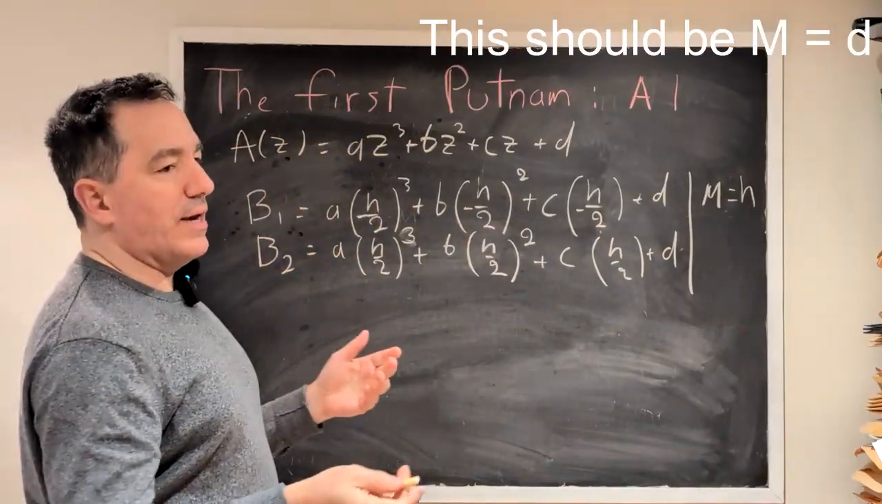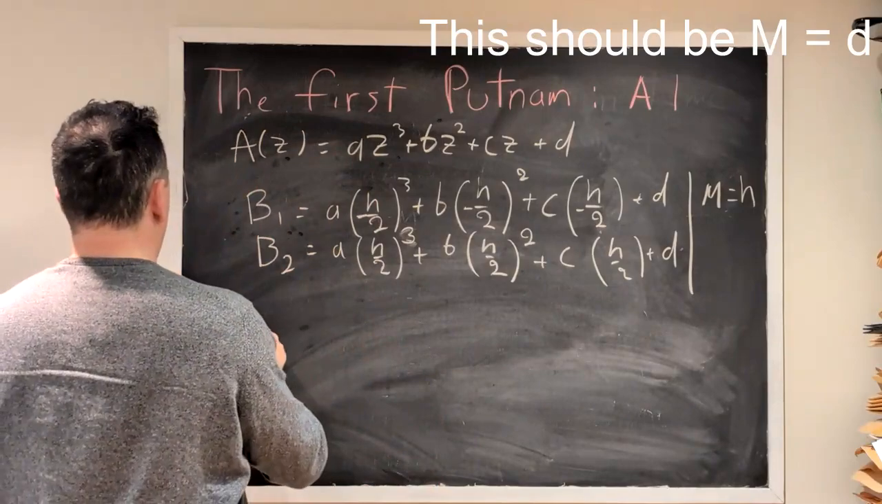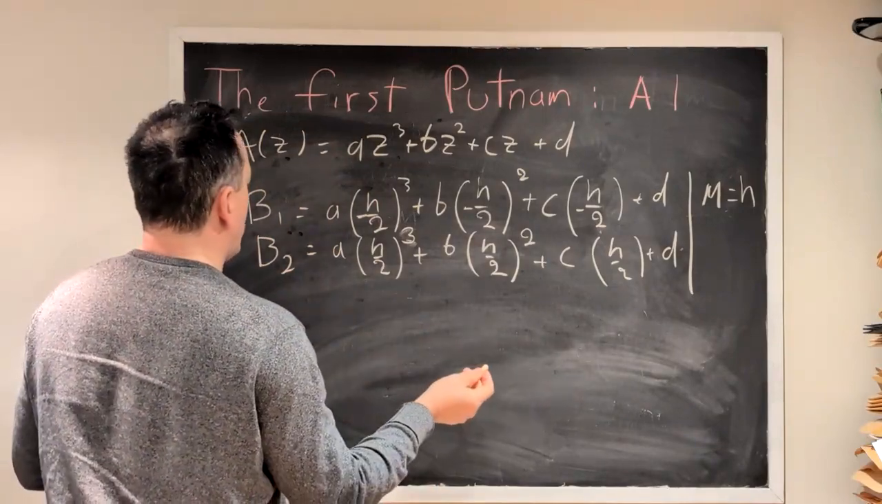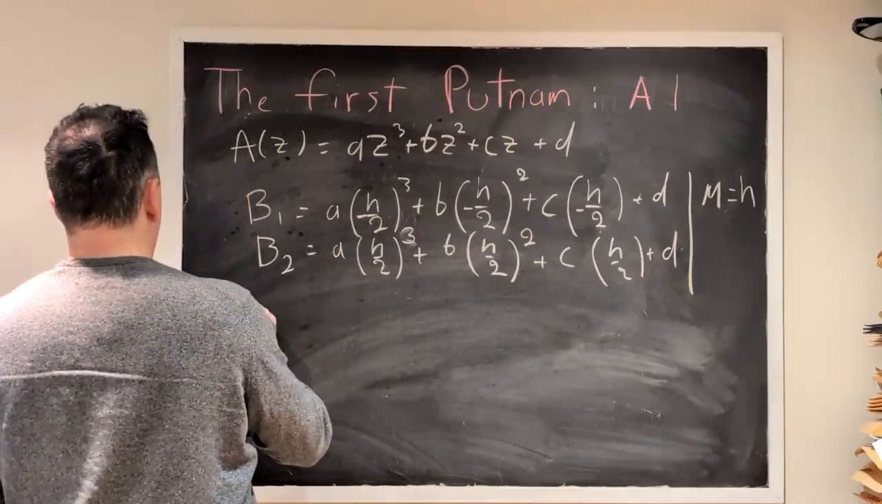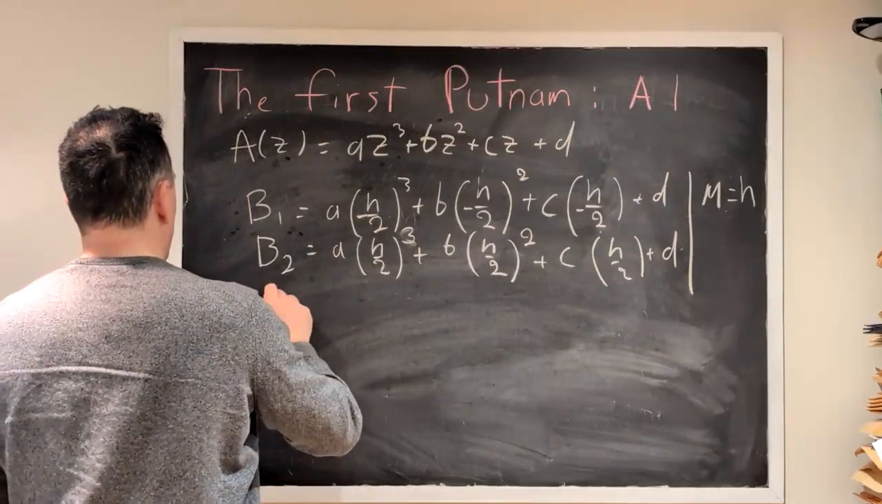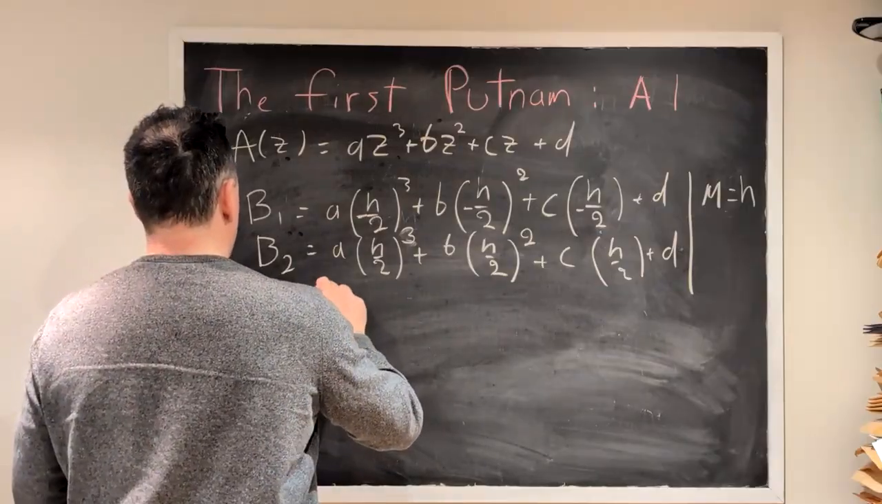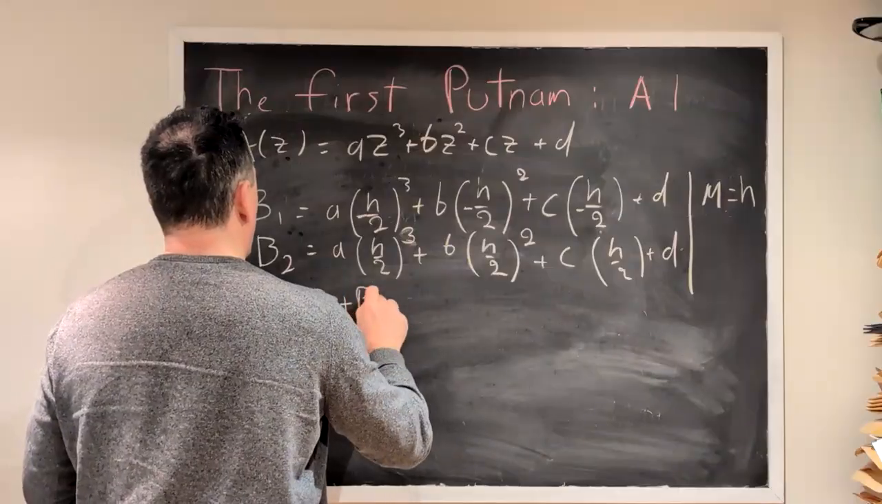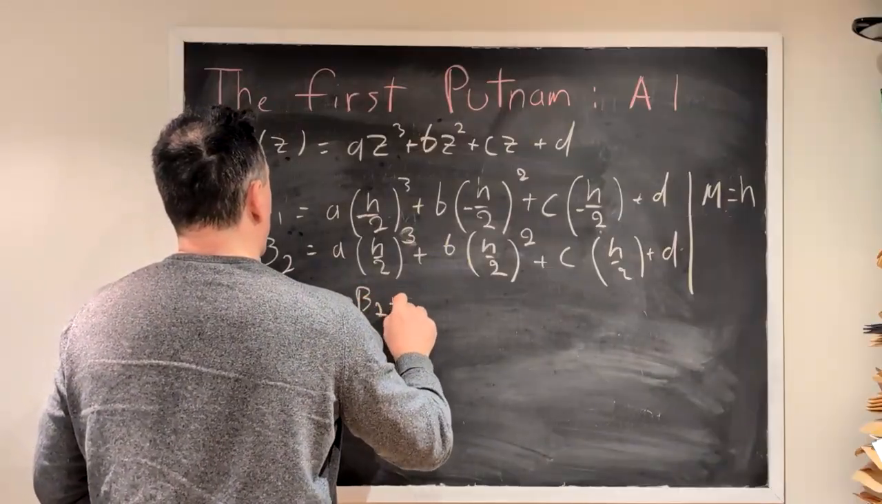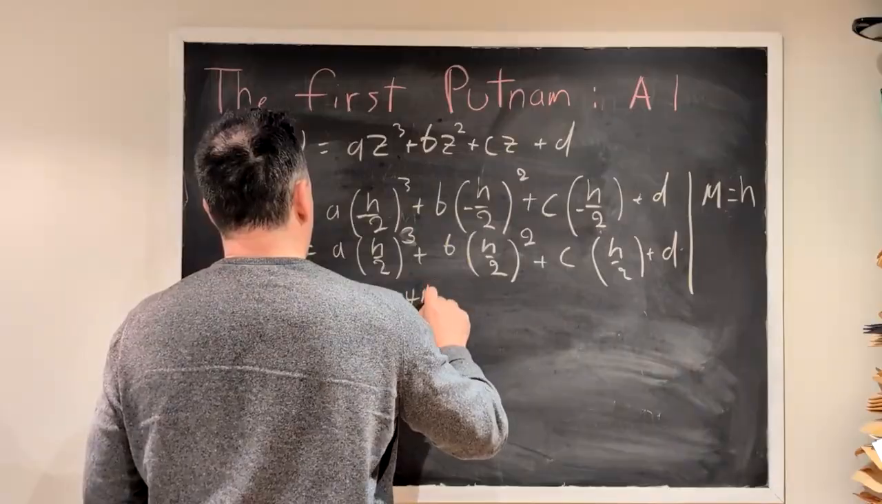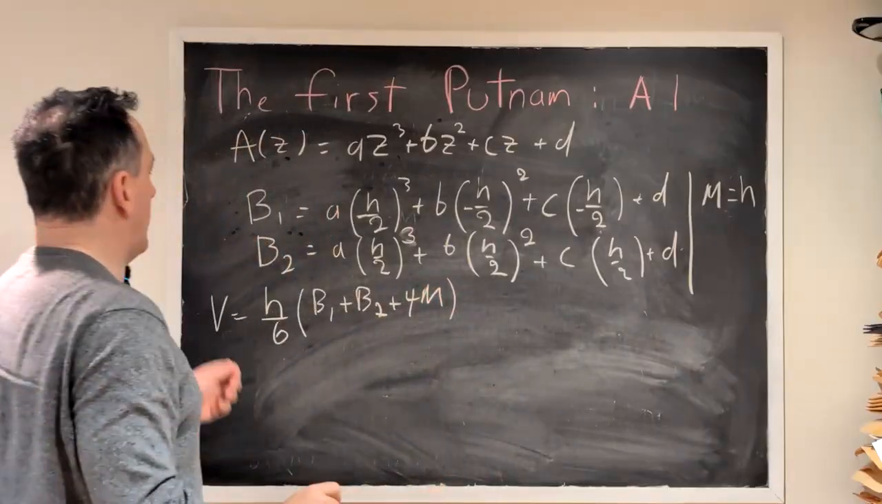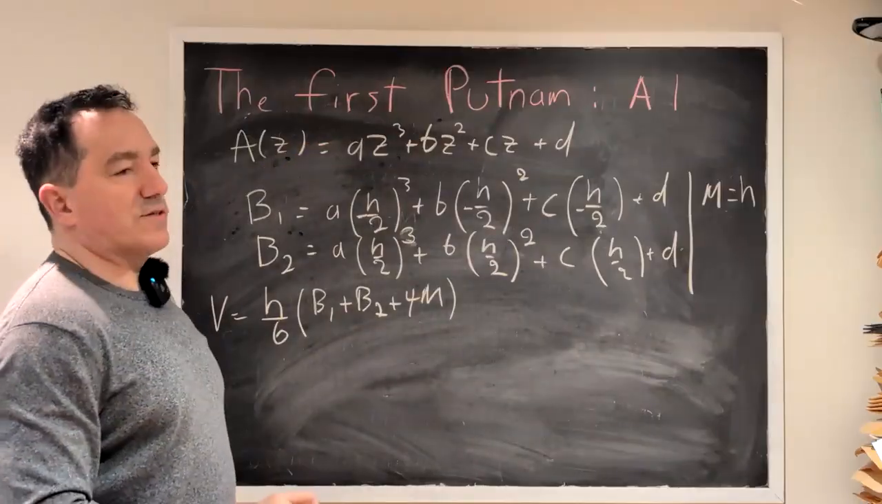And we want to calculate the expression that was given, which is equal to h over 6 times B1 plus B2 plus 4M. Well, we can simply add these things. It's a bit of algebra.